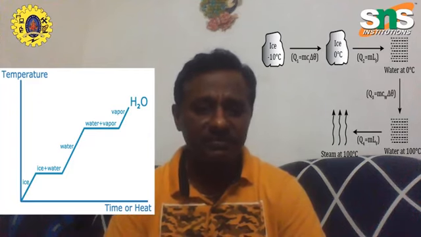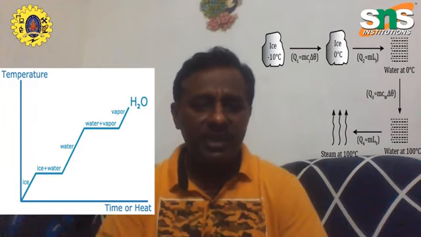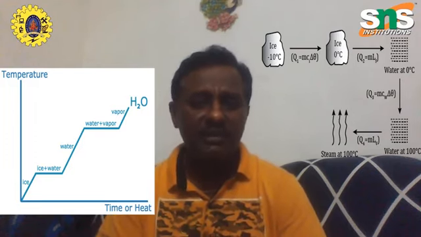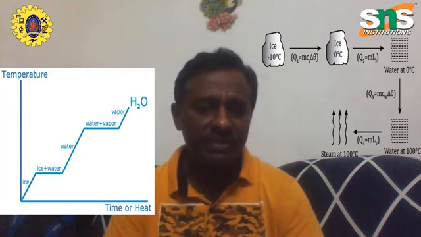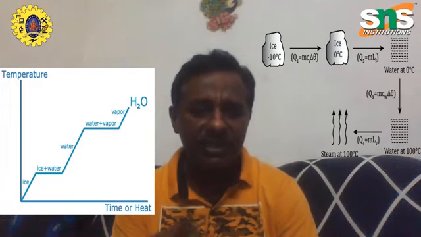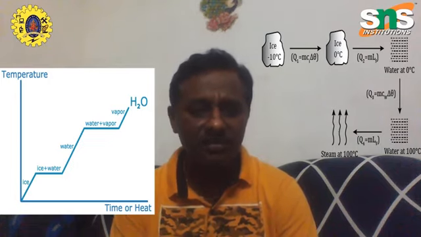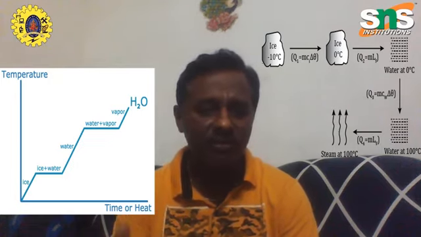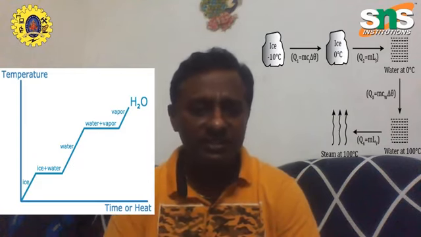First case: to make ice become water, what should we do? We have to heat. So heat is supplied to the ice. From minus 5 degrees Celsius, you have to add heat, so the temperature goes on increasing: minus 5, then minus 4, minus 3, and it goes to 0 degrees Celsius.